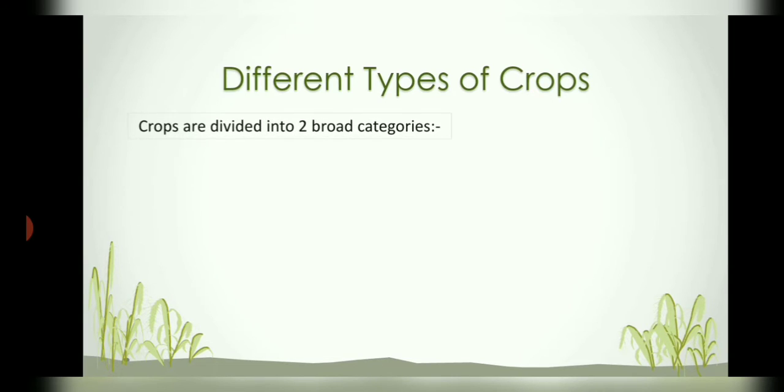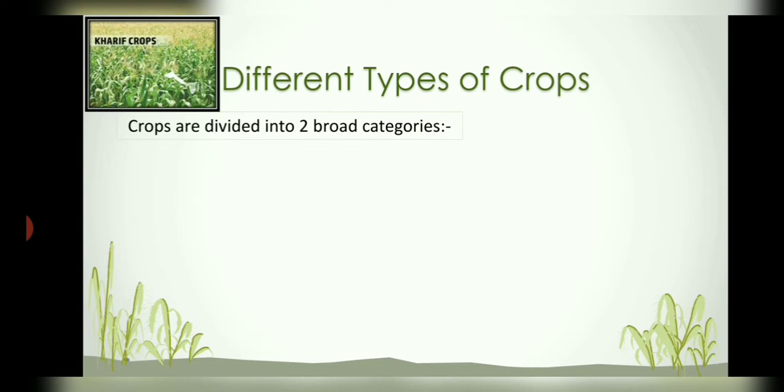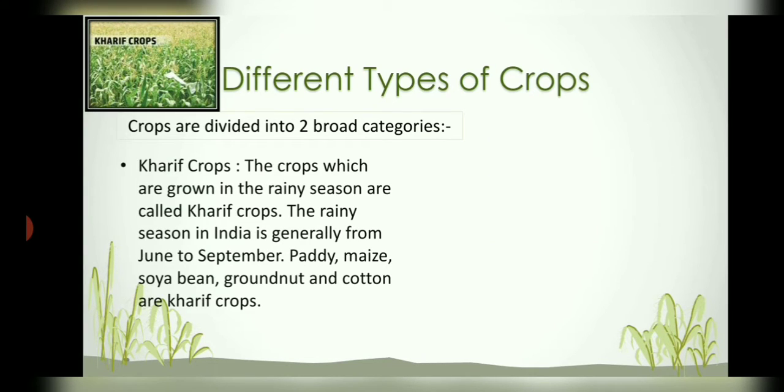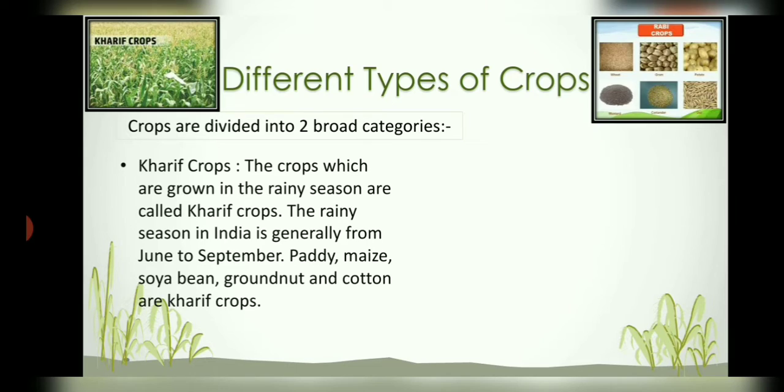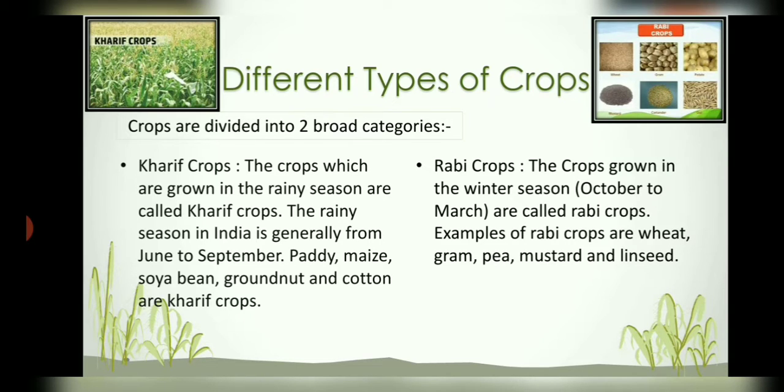Different types of crops. Crops are divided into two broad categories. Kharif crops. The crops which are grown in the rainy season are called Kharif crops. The rainy season in India is generally from June to September. Paddy, maize, soybean, groundnut, and cotton are Kharif crops. Second is Rabi crops. The crops grown in the winter season, that is October to March, are called Rabi crops. Examples of Rabi crops are wheat, gram, pea, mustard, and linseed.